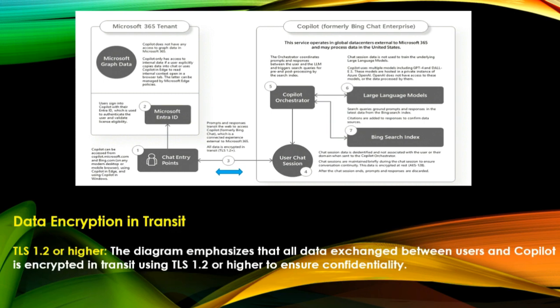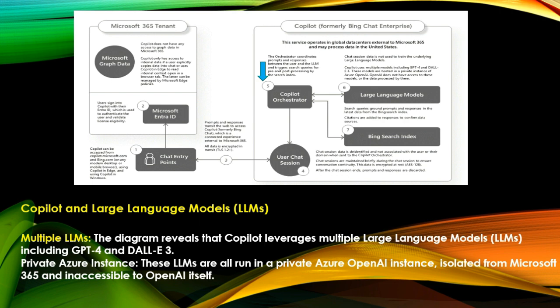Data encryption in transit. TLS 1.2 or higher. The diagram emphasizes that all data exchanged between users and Copilot is encrypted in transit using TLS 1.2 or higher to ensure confidentiality. Copilot and large language models, LLMs.